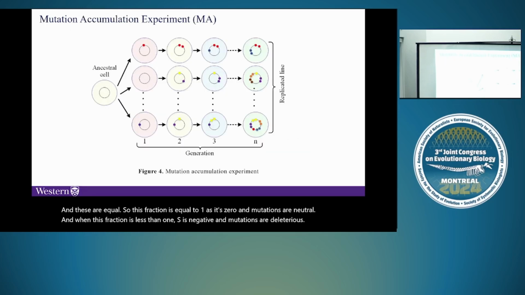Mutation accumulation experiment is a type of experimental approach in evolutionary biology. In this experiment, mutations are allowed to accumulate randomly without any selection pressure. Ancestral cell is divided into the n replicated lines. In each line mutations happen, they can become fixed or lost, and they accumulate randomly. So you can see after n generations, mutations accumulate randomly.